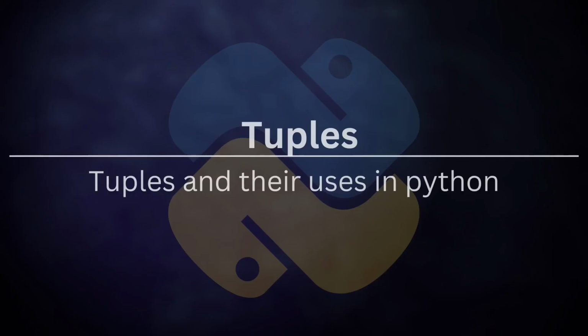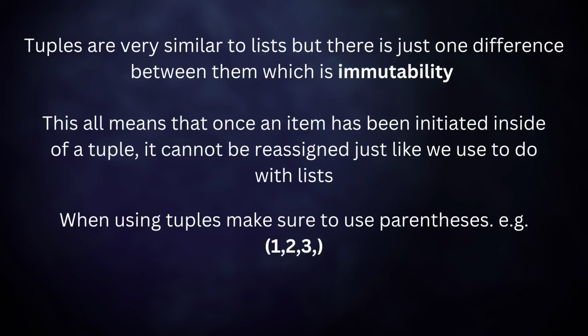Everybody. In this video we will talk about tuples. Tuples are very similar to lists, but there is just one key difference between them, which is immutability. This means that once an item has been initiated inside of a tuple, it cannot be reassigned, just like we used to do with lists. When using tuples, make sure to use open and close parentheses.